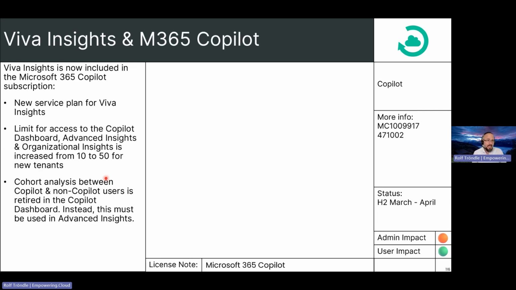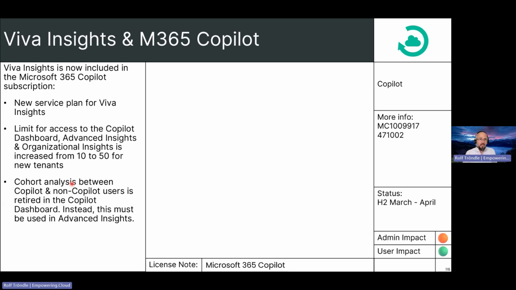Then Viva Insights will now finally, as mentioned last, I think it was Ignite, be included in Microsoft 365 Copilot subscription. You need this to access the full capability of Copilot dashboard, like the advanced insights and organizational insights. The limits to access these dashboards will also be increased from 10 to 50 users for new tenants. You will get the new service plans. That's important if you are managing service plans and licenses individually.